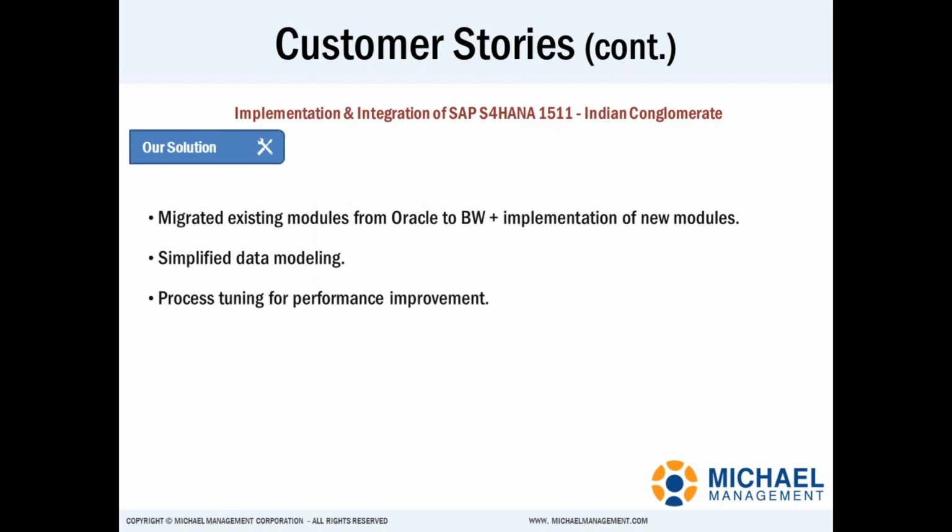So what we did for them was, their core ECC ERP system was still on the older version, but for core BW, we implemented BW on the HANA platform. That simplified the data modeling, and it let them significantly improve the performance of their reports, and the agility of the business, or the IT, to turn things around as and when there was a business need.